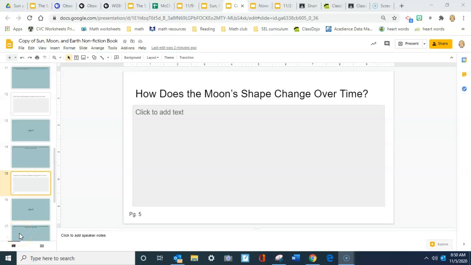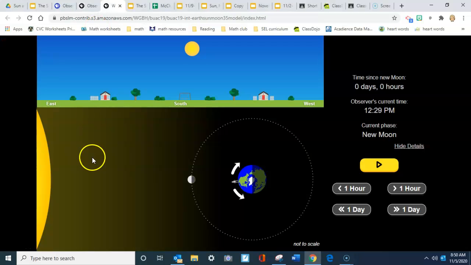Today's writing is going to be about how the moon's shape changes over time. So we're talking about moon phases right now. And let's go back and figure out why the moon's shape changes, or what causes that to change. So, back to this app.